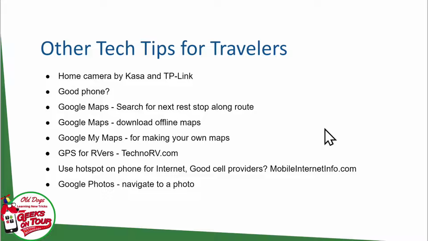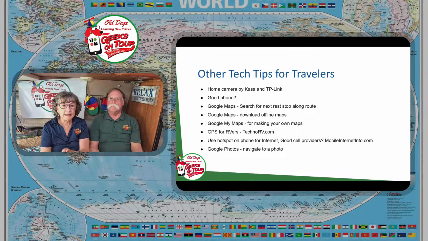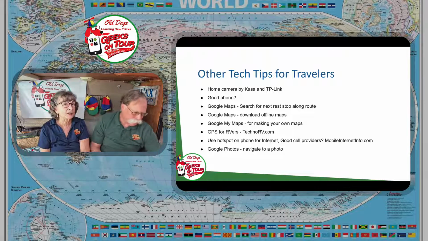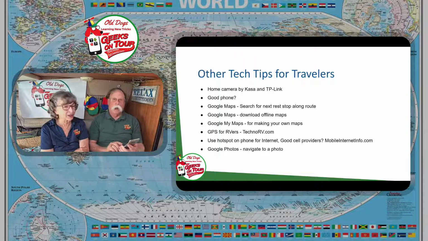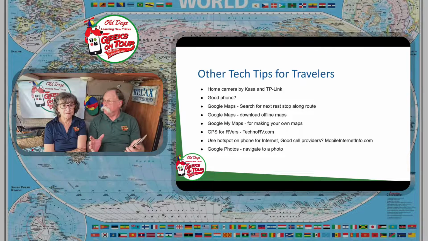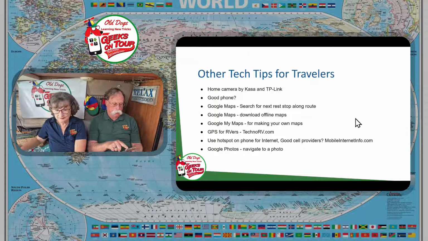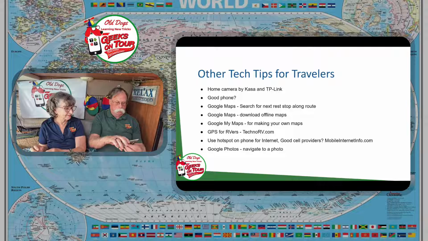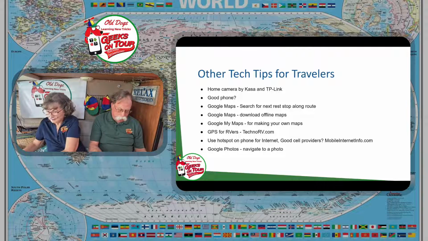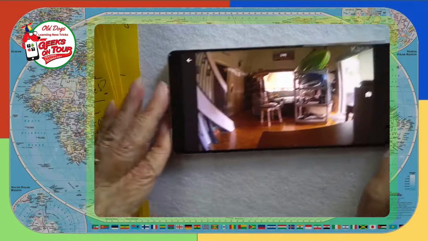Yeah. So then we just have kind of a hodgepodge of other tech tips. One thing, if you're not a full-time RVer, if you're just out on a trip and maybe you'd like to see what's going on at home, tell them what you've done, Jim. Okay, you can get cameras for your home connected to your Wi-Fi, and you can access them from anywhere. So I have one in our living room, and I can bring that up here. There you go. This is our living room.